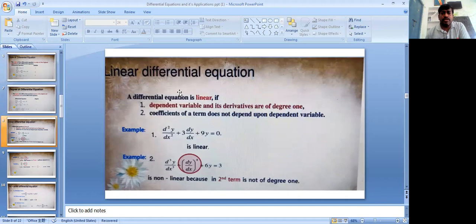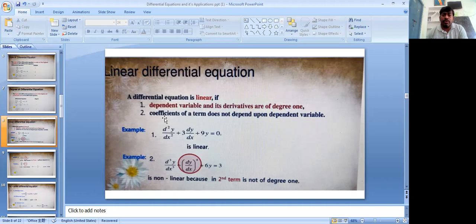Next, linear differential equation. A linear differential equation must satisfy the following two conditions. What is the first condition? The dependent variable and its derivatives are of degree 1. For example, here d²y/dx² and dy/dx: the order is different but the degree is equal. Next, the second condition: the coefficient of a term does not depend upon the dependent variable.